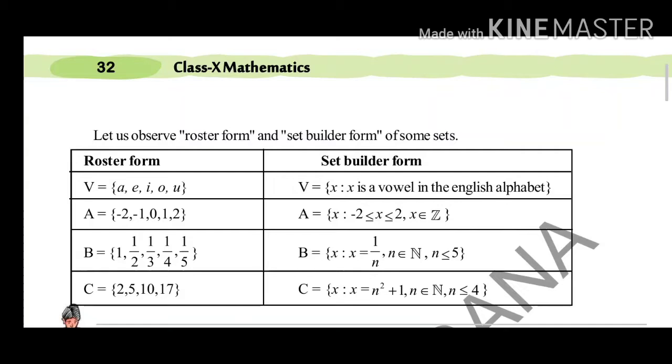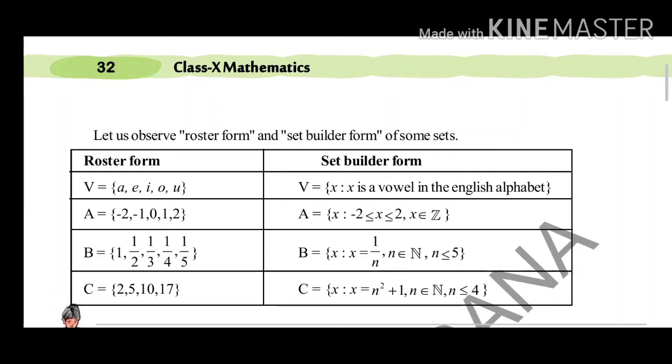Now you can see here some more examples which are written in roster form and set builder form. On the first one, set V is equal to {a, e, i, o, u}. You can observe these are all vowels, or not? Yes. Vowels are separated by commas within the braces. Now see how they have written it in set builder form. V is equal to the set of x such that x is a vowel in the English alphabet. Yes or no? x is a vowel, or not? x may be a, e, i, o, u, anyone of them. Is it okay?